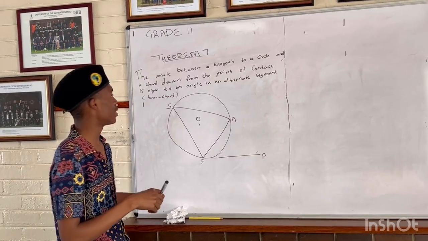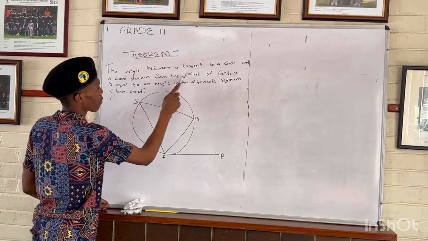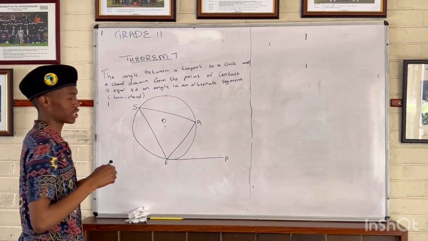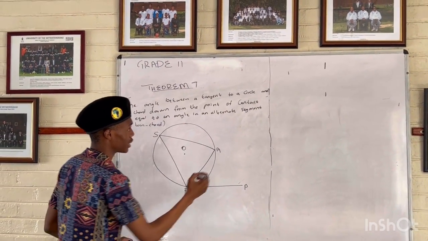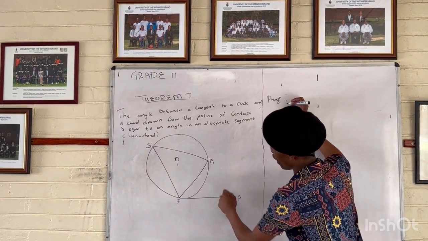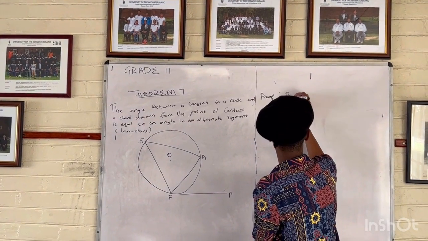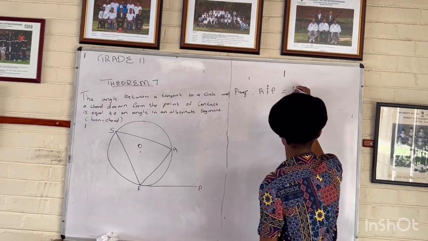Theorem 7. The angle between a tangent to a circle and a chord drawn from the point of contact is equal to an angle in the alternate segment. This is the tangent theorem. In this theorem, we are required to prove that angle RFP is equal to angle S.